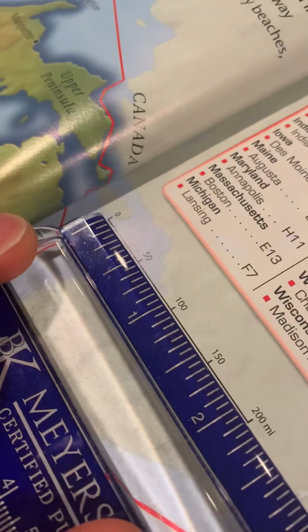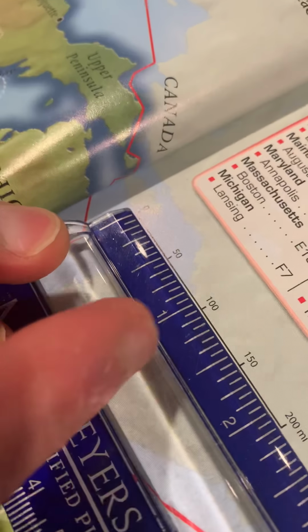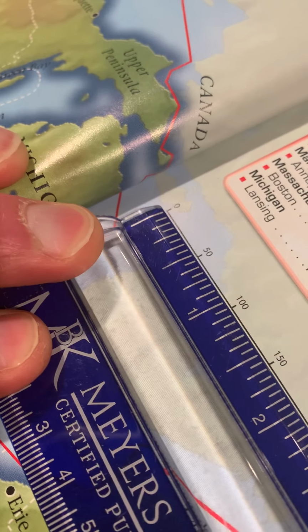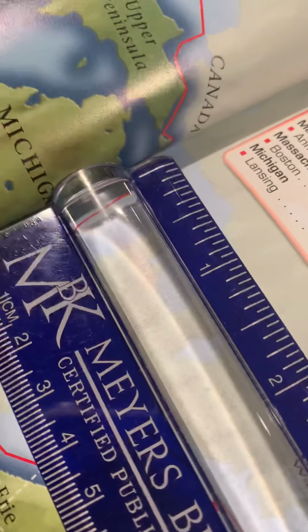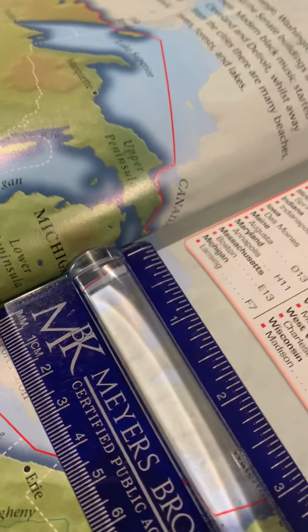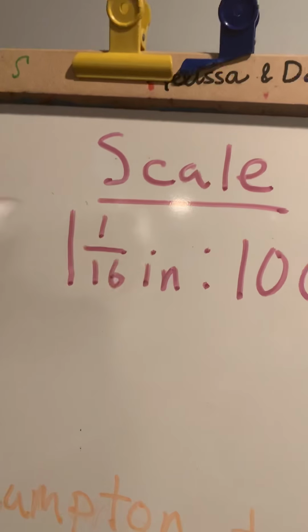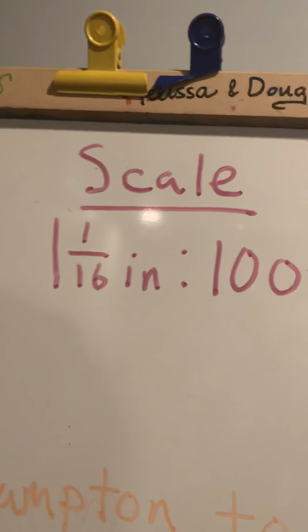So what I'm going to do is measure this. And I like working with 100. It's an easy number to work with. And you'll notice that they didn't make it easy on us. 100 miles is 1 1/16 inch. So here's the scale we're working with: 1 1/16 inch to 100 miles. That's not going to be easy to work with.